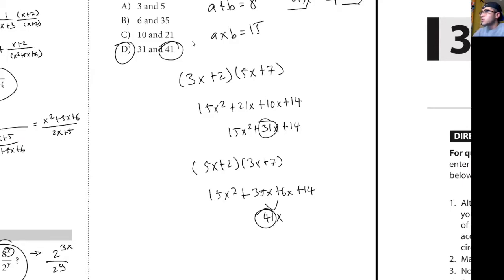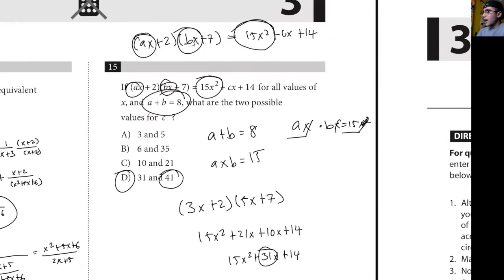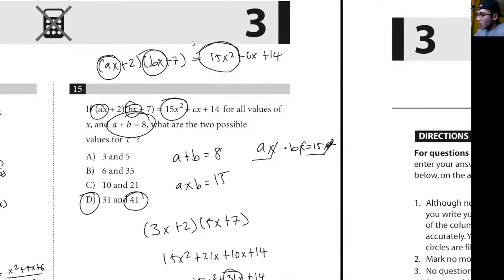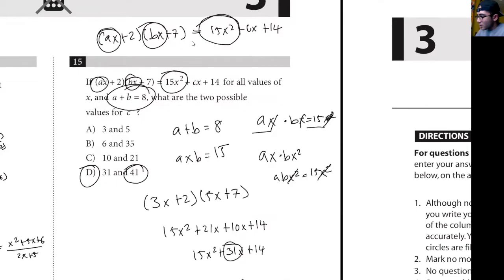Wait, so you don't have to divide by x on both sides? I mean, you don't have to. I'm just saying, because if you do ax times bx, you're just going to get abx squared, and that's equal to 15x squared. And that means you can just cancel the x squared because they both are the same on both sides. Yeah, Nikki, 14 was A. So that means A times B is equal to 15, right?